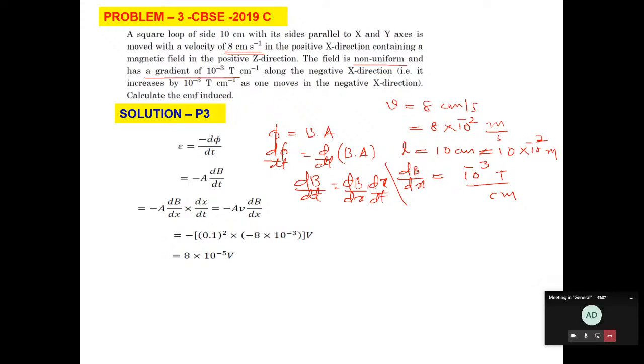So we have the value of dB by dx. Then what is dx by dt? It is nothing but velocity. So we can substitute all the values and we get the result as 8 into 10 power minus 5 volt.